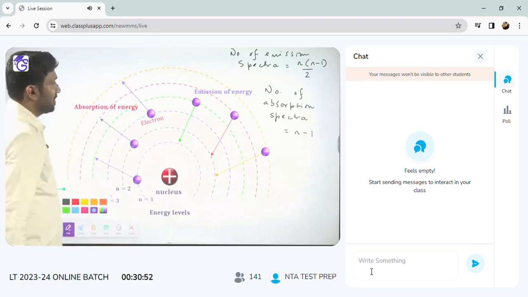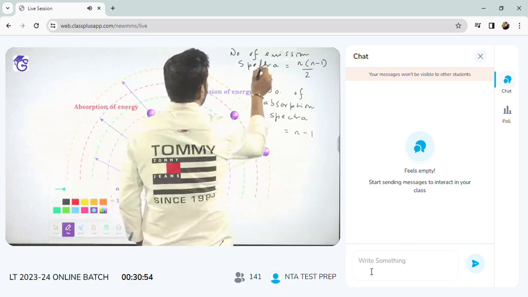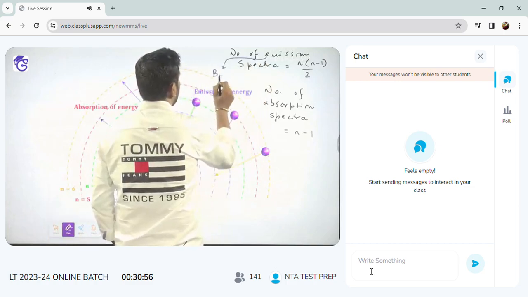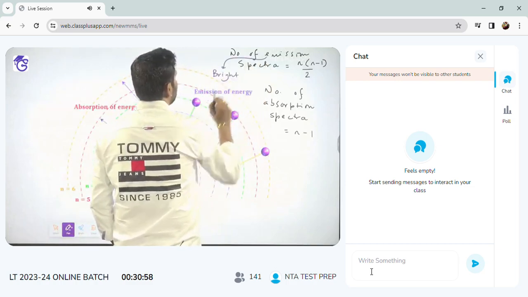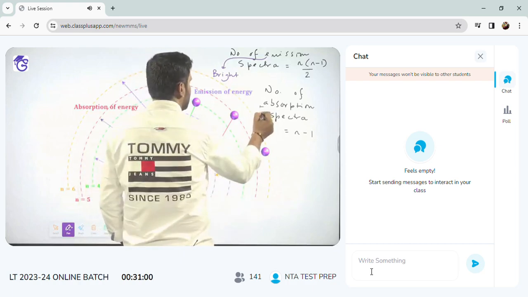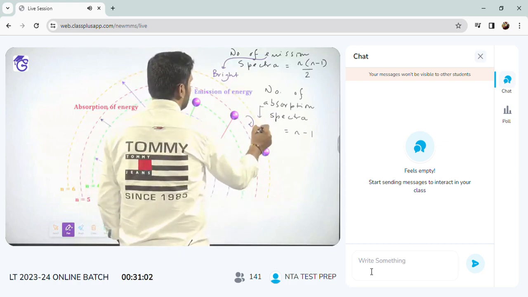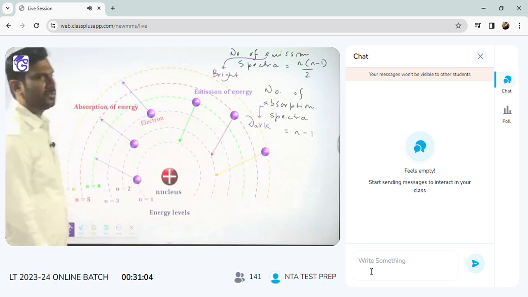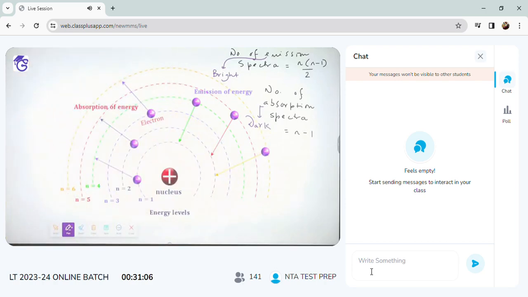When we talk about number of emission spectra, this is also called bright spectra. Number of absorption spectra are also called dark spectra. The number of dark spectra is n minus 1, whereas emission spectra is n into n minus 1 by 2.